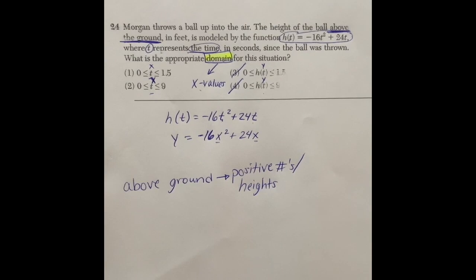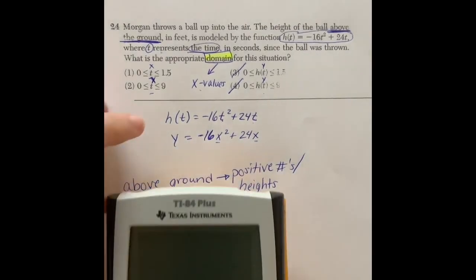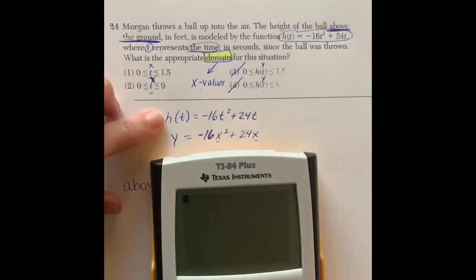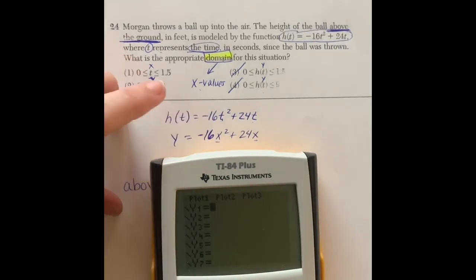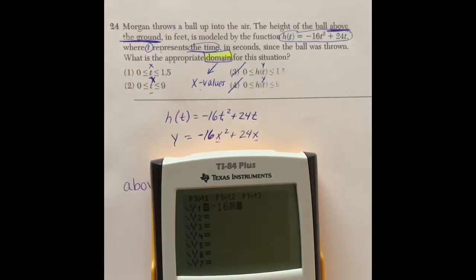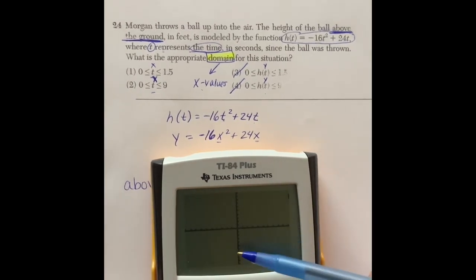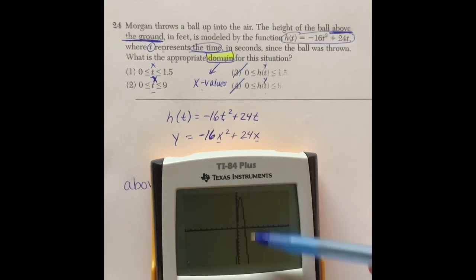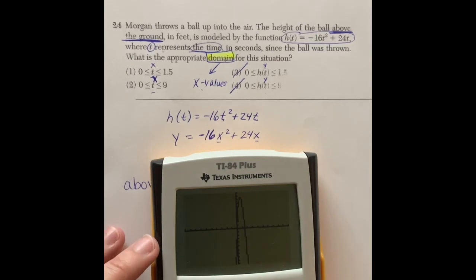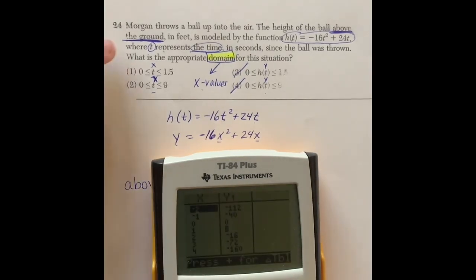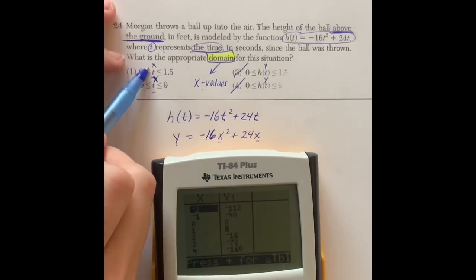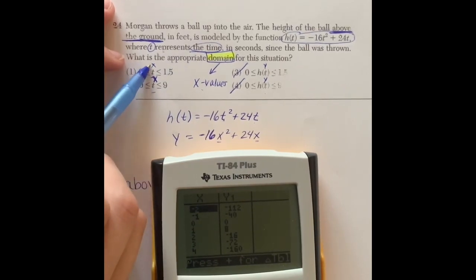Next thing I'm going to do is go in the calculator. I can plug this in: y equals negative 16x squared plus 24x. I go to my table. I can see what it looks like if I want. It goes up and then it comes back down, just like when we would throw a ball up into the air. So now I go to my table. I want to look at the x values because we're talking about domain and this t represents x.